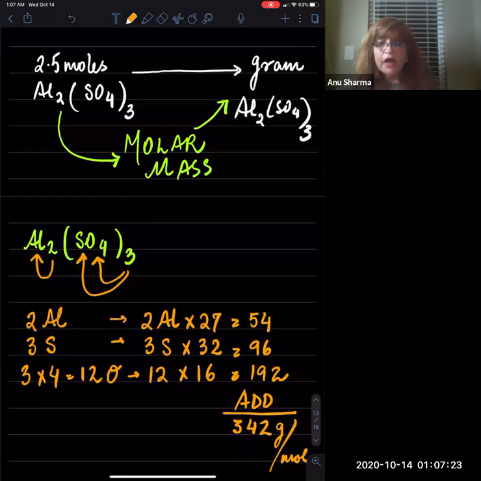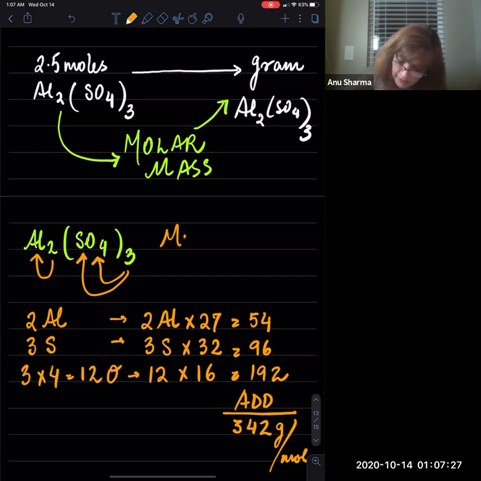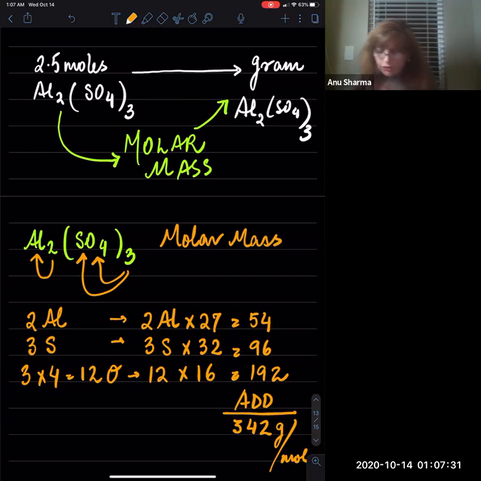So we get the weight of this in a minute. Okay, so now what we see here is that when we calculate the molar mass of aluminum sulfate, we get 2 aluminums, each weighing 27 grams equals 54, 3 sulfurs, each weighing 32 grams equals 96, and 12 oxygens, each weighing 16 grams, and that equals 192. When you add this whole thing up, it comes out to be 342 grams per mole.